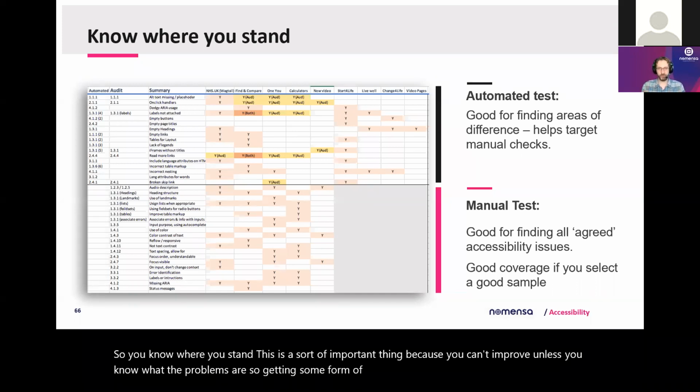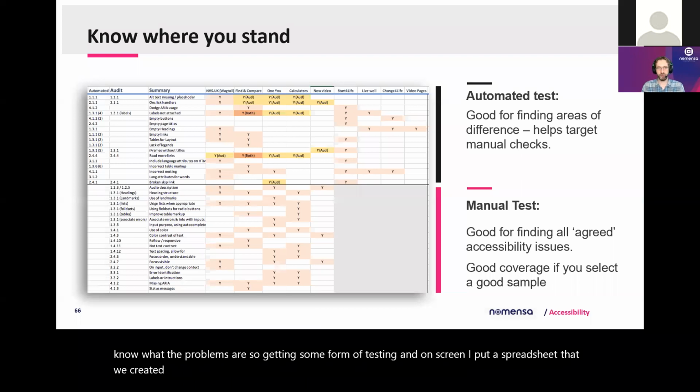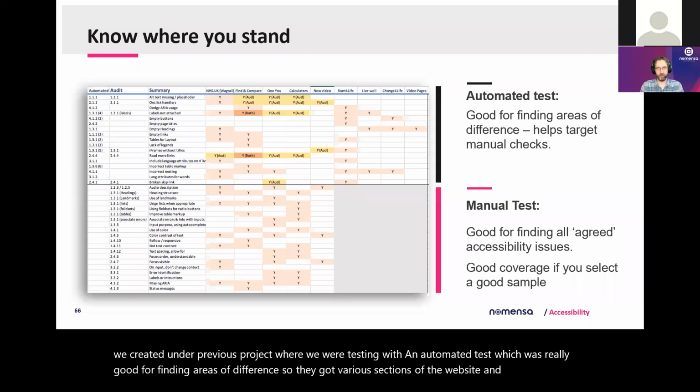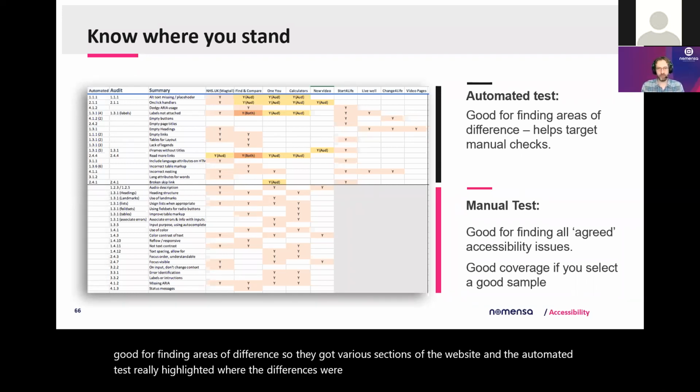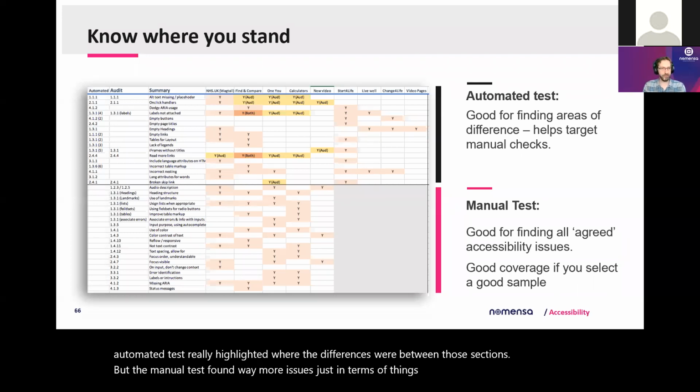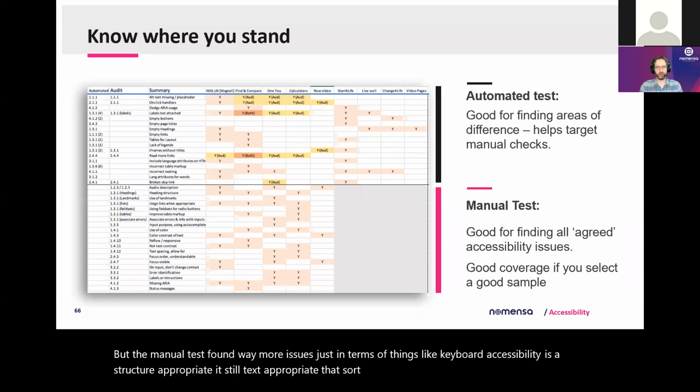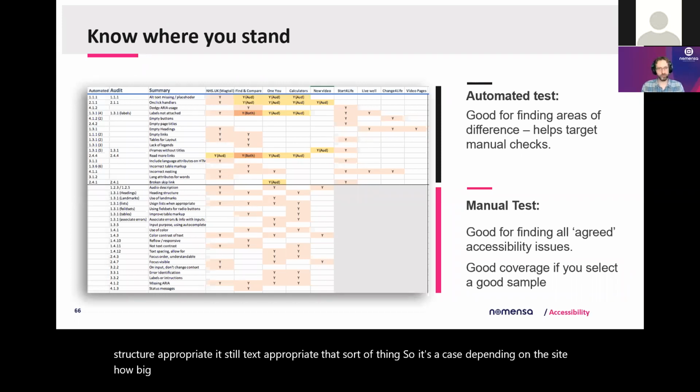And on screen, I put a spreadsheet that we created on a previous project where we were testing with an automated test, which was really good for finding areas of difference. So they've got various sections of the website, and the automated test really highlighted where the differences were between those sections. But the manual test found way more issues, just in terms of things like keyboard accessibility, is the structure appropriate, is the alt text appropriate, that sort of thing. So it's a case of, depending on the site, how big the site is, how complicated it is, some mix of methodologies for testing is useful there.